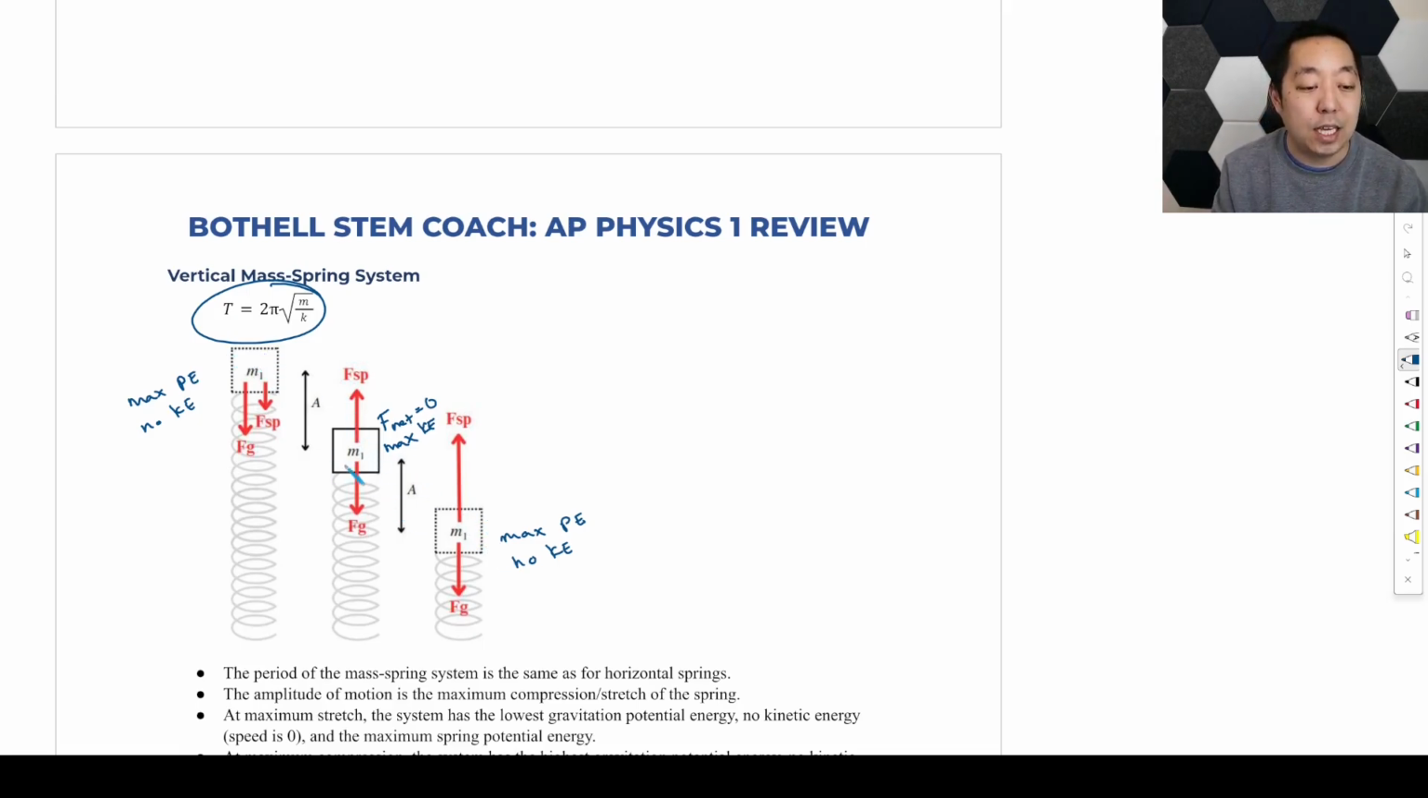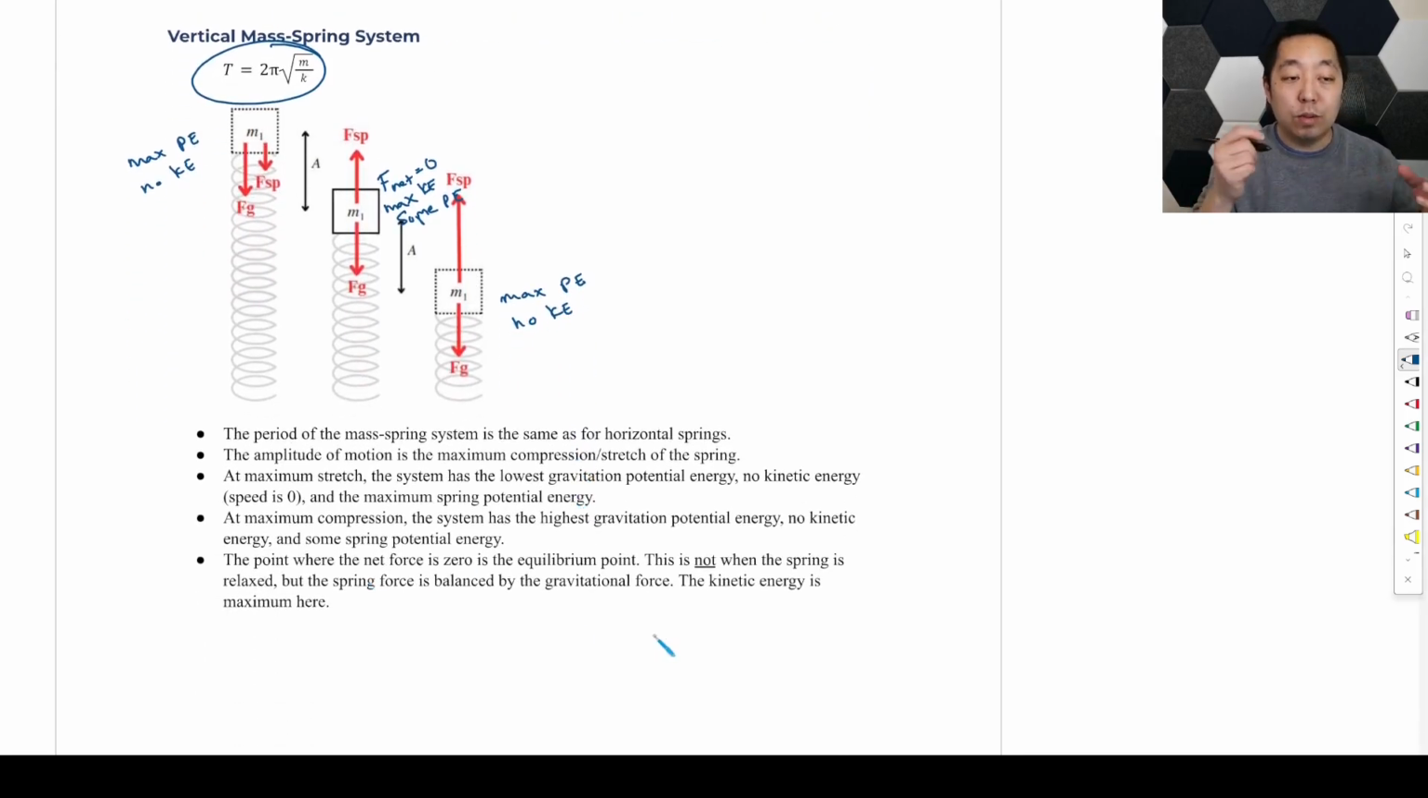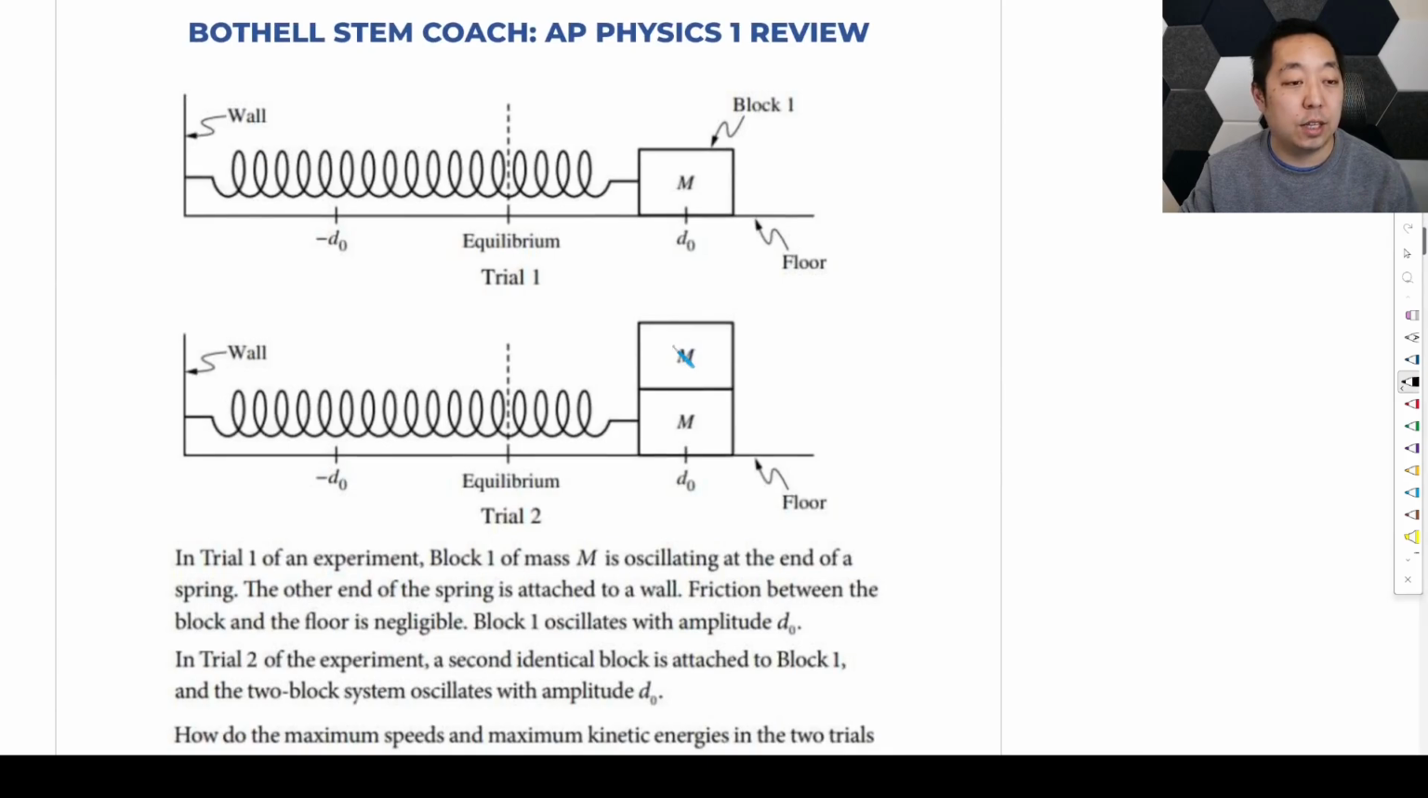At the equilibrium position, we have max kinetic energy. We still have some potential energy because there's going to be some gravitational potential, and because there's a spring force, the spring has to be stretched or compressed a little bit in order for that to occur. Okay, so the main things that we really focus on are understanding that sinusoidal behavior, understanding the period, and primarily using conservation of energy in our analysis. So let's go through a few questions here and see how this works.